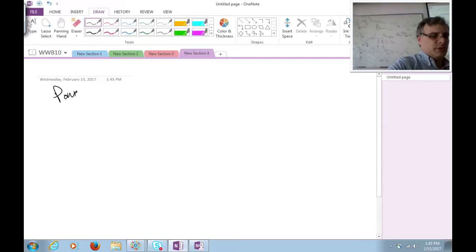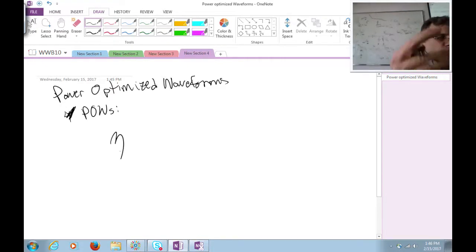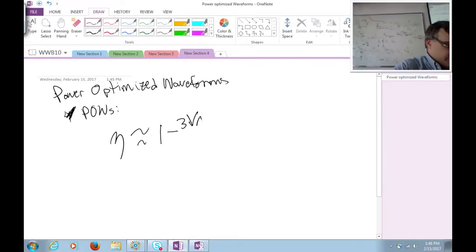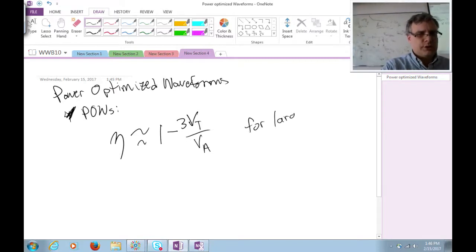Let's do one on power optimized waveforms. It says, below is an approximate RF to DC conversion efficiency, eta, a number between 0 and 1, for a charge pump system when the amplitude of a sinusoidal input VA is at least 3 times larger than the diode turn-on voltage. So we have a charge pump, and when you measure it on your RF test and measurement setup, the efficiency seems to be proportional to 1 minus 3 VT over VA for large VA.